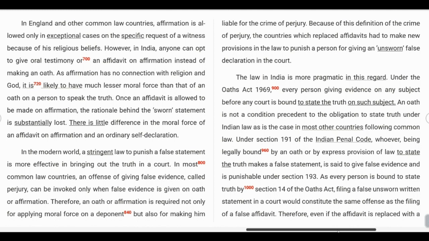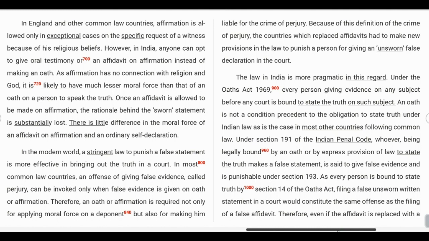In the modern world, a stringent law to punish a false statement is more effective in bringing out the truth in a court. In most common law countries, an offense of giving false evidence called perjury can be invoked only when false evidence is given on oath or affirmation. Therefore, an oath or affirmation is required not only for applying moral force on a deponent but also for making him liable for the crime of perjury.